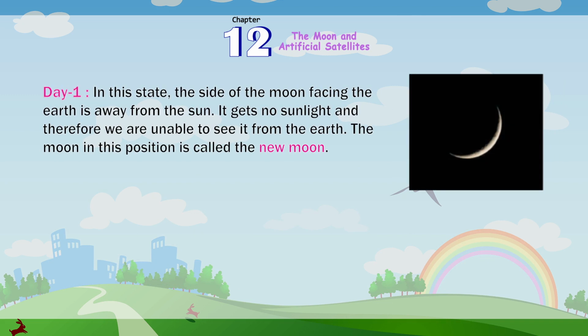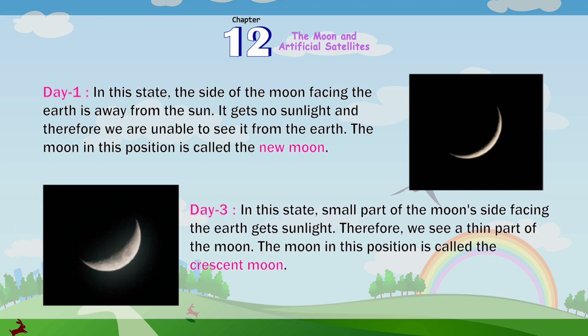Day 1. In this state, the side of the moon facing the earth is away from the sun. It gets no sunlight and therefore we are unable to see it from the earth. The moon in this position is called the new moon. Day 3. In this state, the small part of the moon's side facing the earth gets sunlight. Therefore, we see a thin part of the moon. The moon in this position is called the crescent moon.